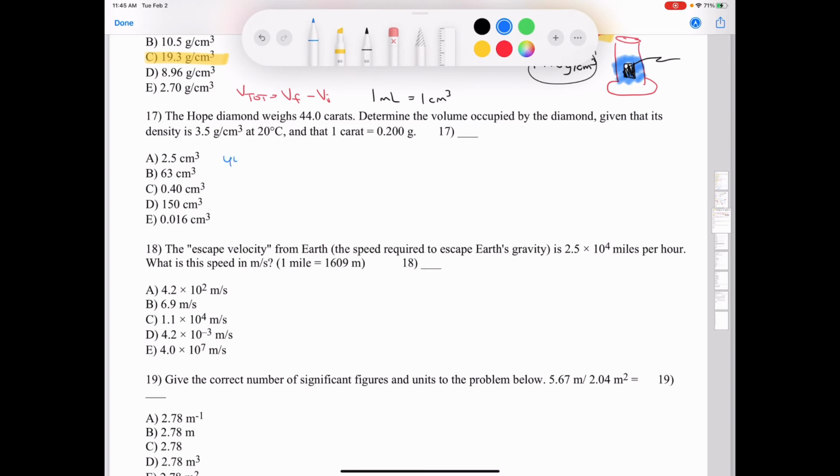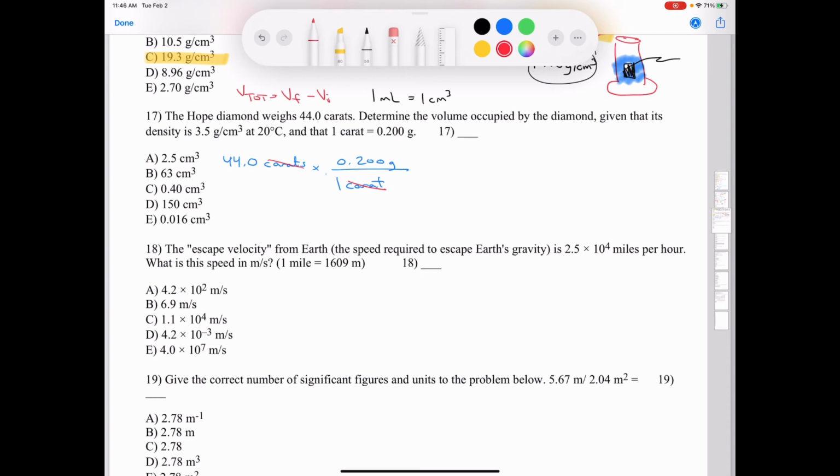I know I'm starting off with a diamond that weighs 44.0 carats, and I know that in 1 carat, I have 0.200 grams. Well, you can see the way that I set up this first conversion factor is such that the units of carats will cancel out, and I'll end up with the mass in grams. So that would tell me what the mass of the diamond is in grams.